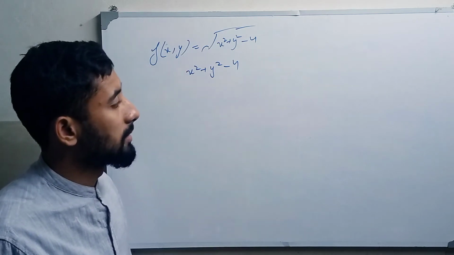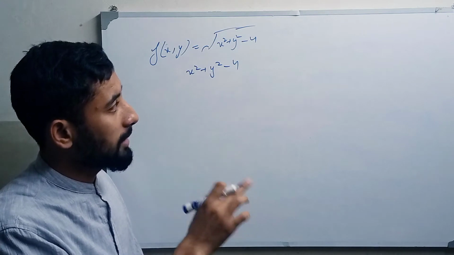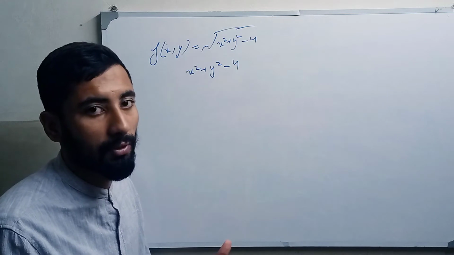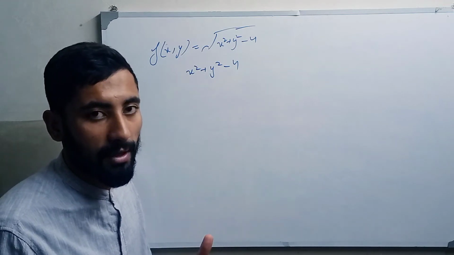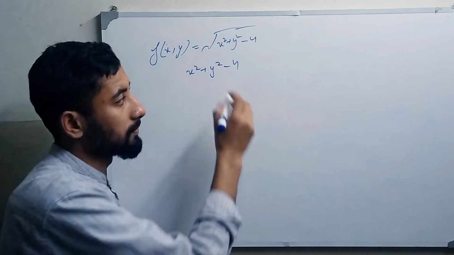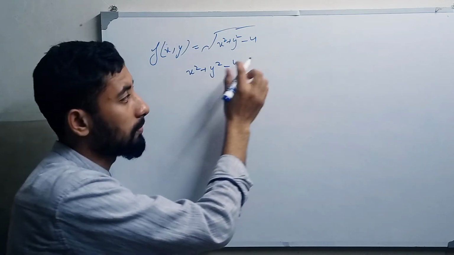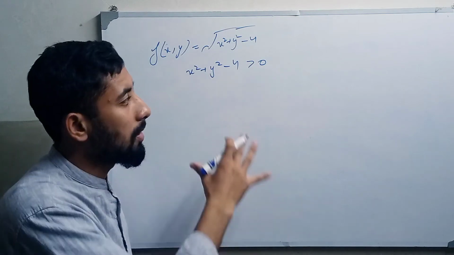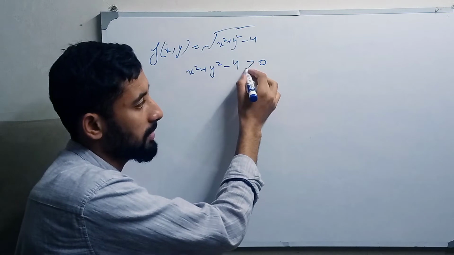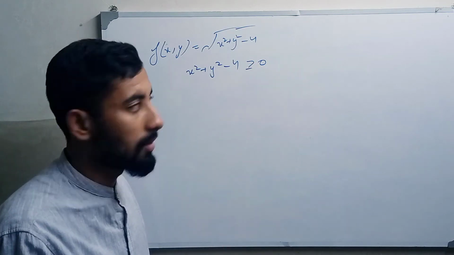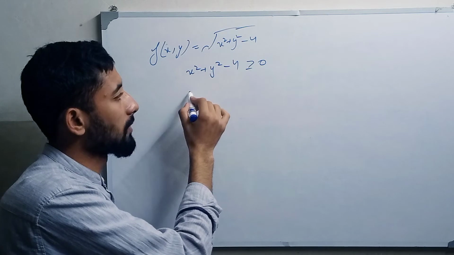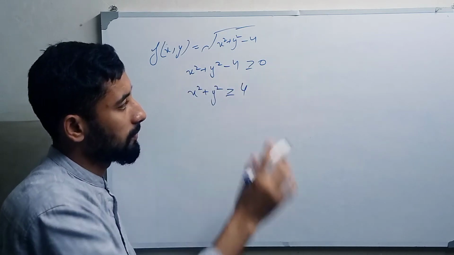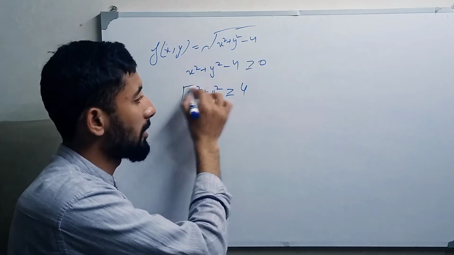But when x square plus y square minus 4 is less than 0, then there's a problem, because it will become imaginary. So our condition must be x square plus y square minus 4 greater than 0, meaning a positive value, or x square plus y square minus 4 equal to 0. So let's solve for this. X square plus y square greater than or equal to 4. So that is our domain.